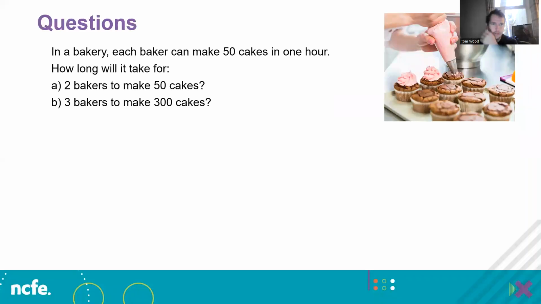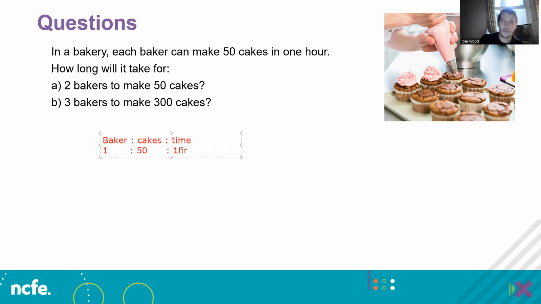So I've got this idea of cakes. We're in a bakery. Each baker can make 50 cakes in 1 hour. How long will it take for the following? Again, the best thing you can always do is write down what you know. So I've got the number of bakers, compared to the amount of cakes. And then finally, I've got time. So one baker makes 50 cakes, and it takes him 1 hour to do that.